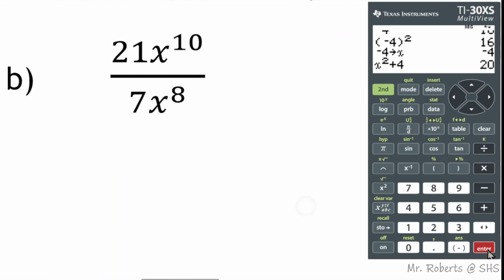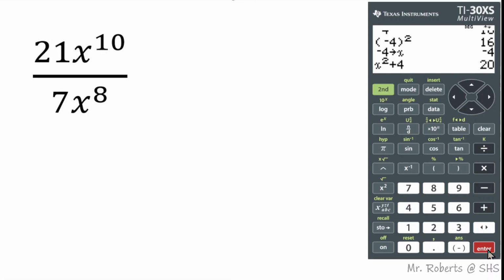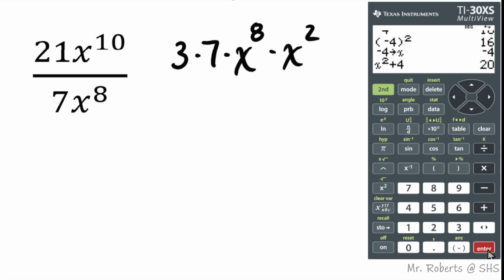Next question. Oh, this is great. So there's some giant ones here that we're going to rewrite. I'm going to choose to rewrite the numerator as 3 times 7. I know that is equivalent to 21. And I'm also going to break up this x to the 10th power. I'm going to write that as x to the 8th times x squared. And I do know that x to the 8th times x squared is exactly the same as x to the 10th, and 3 times 7 is nothing more than 21. So I haven't changed this at all. I've just rewritten it to a different form.